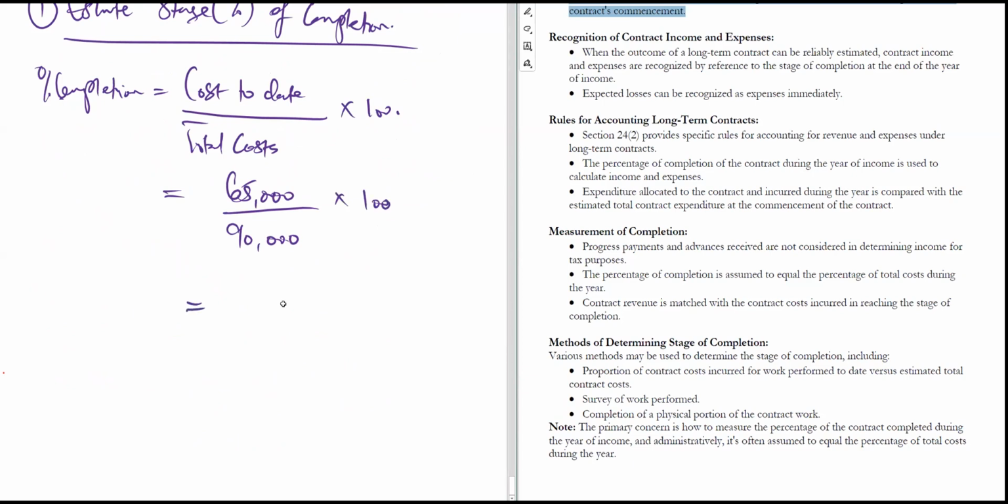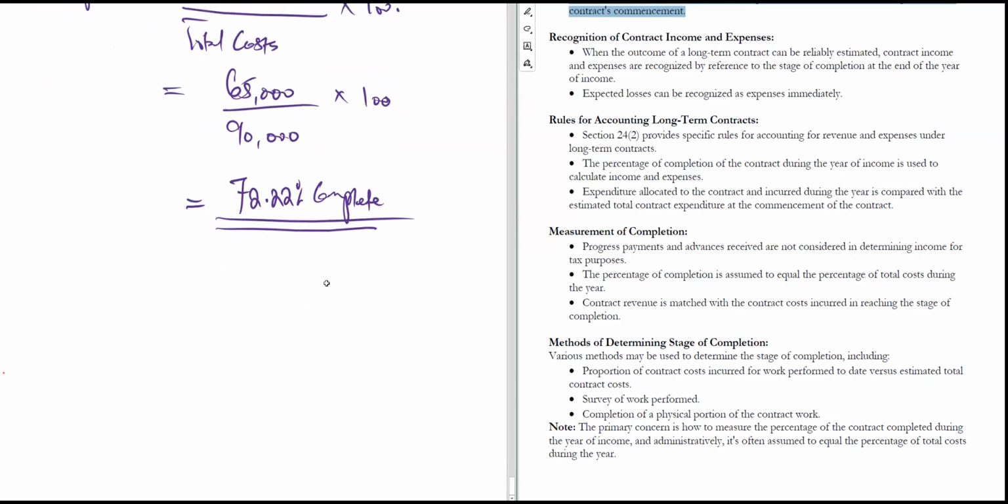Are we all okay? And how much would that be? What's the percentage complete? So it means this contract is 72.22% complete, right? Do you all agree?